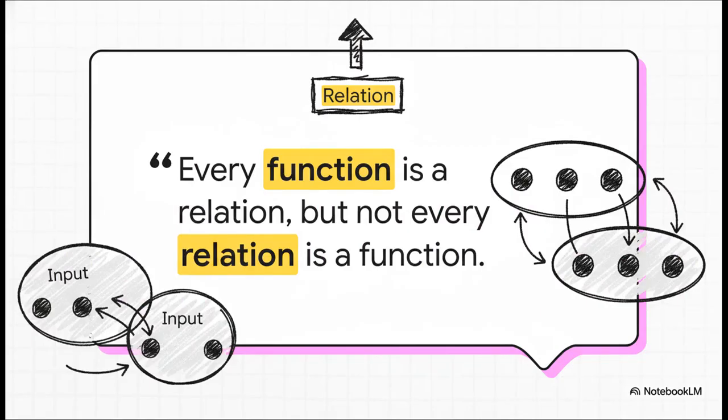This quote really nails the relationship between the two. A function is just a special, much more disciplined kind of relation. Yeah, it's still a collection of pairs, but it has to obey that one strict rule. Every single input is used, and it's used exactly once. A lot of relations just don't follow that rule, and that's why they don't get to be called functions.